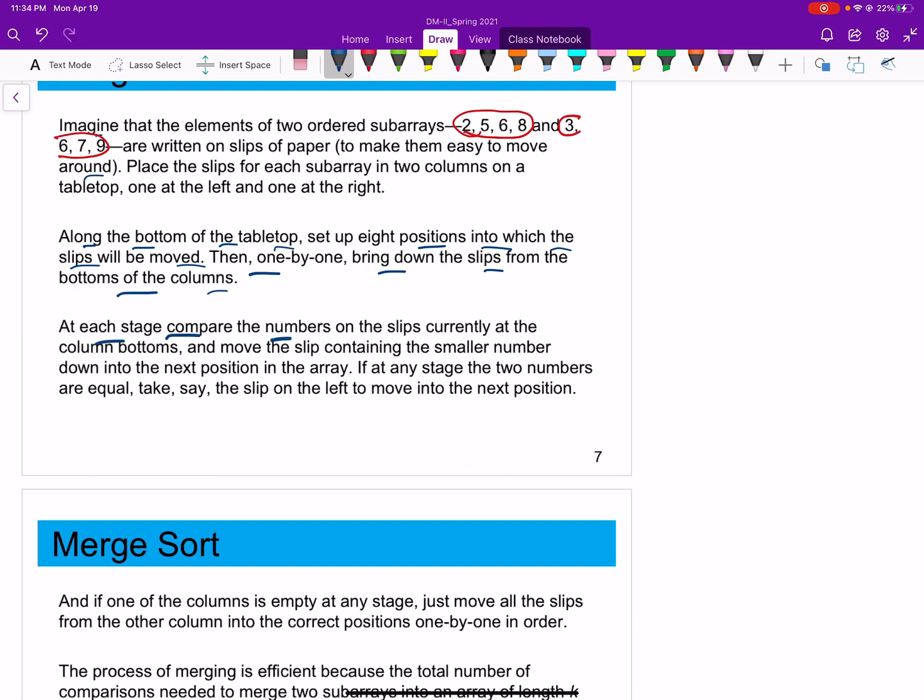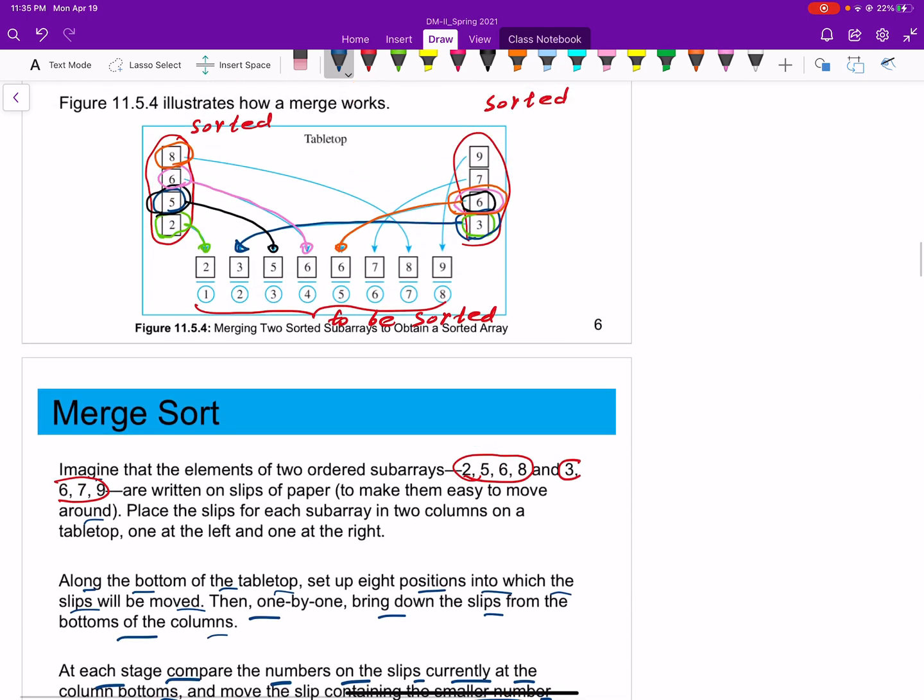At each stage, compare the numbers on the slips currently at the columns' bottom and move the slip containing the smaller number down into the next position in the array. If at any stage the two numbers are equal, the slip on the left is moved into the next position. All right, so we had that situation. We had two equal numbers. In our case, this 6 was equal to that 6. Then we just follow the procedure explained.